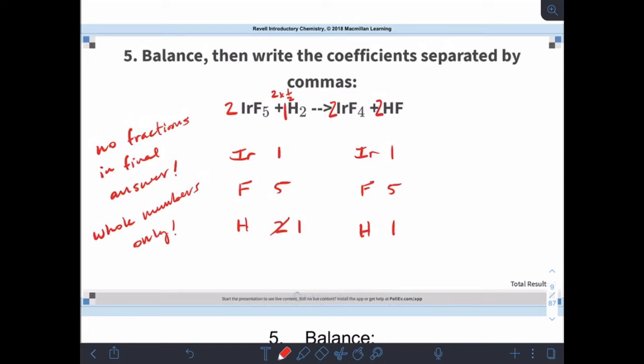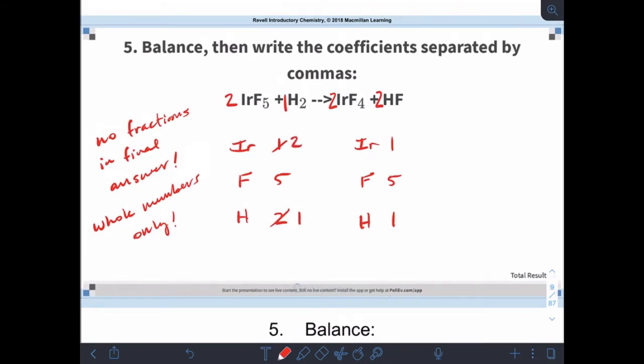All right, so let's take a look at how our balancing looks. If I do it that way, now I have 2 iridiums, I have 10 fluorines, and I have 2 hydrogens. And then on the right, I have 2 iridiums. I have 2 times 4 fluorines plus 2 more fluorines with the HF makes 10 fluorines and 2 hydrogens. Okay, so our coefficients with commas will read 2, 1, 2, and 2. So using the fraction method helps to get around the fact that we have a diatomic, that H2. Okay? Tricky little one.